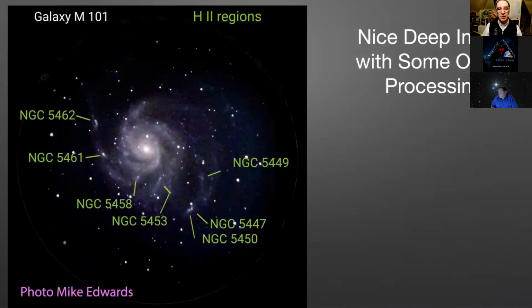Here's some really good pictures, not ones I took. These are taken at maybe Bortle 4 skies or whatever. I don't know. Mike Edwards did M101 and then identified the H II regions in it. I kind of like this.